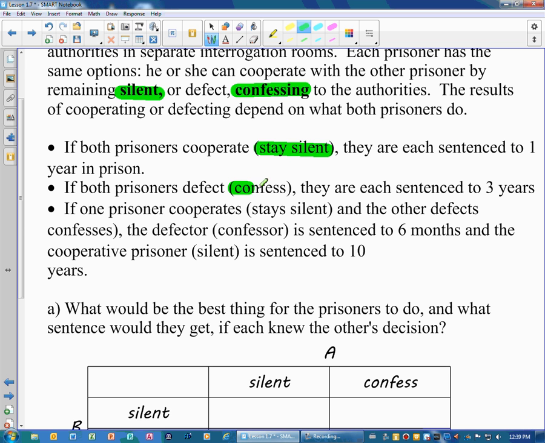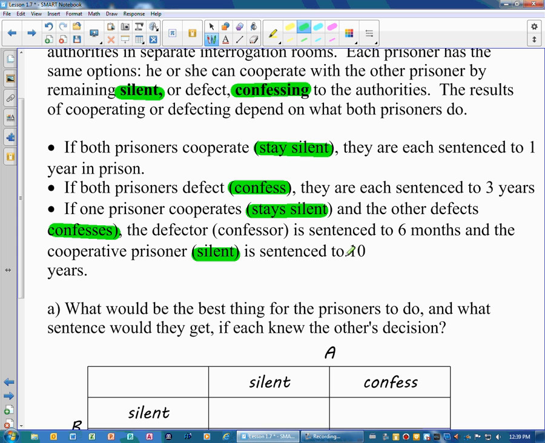If they both confess, they are each sentenced to 3 years, okay? So now they're saying, this is the crime, this is what we did, but we're confessing. So it has to be a greater sentence because they are confessing to a crime. But if one stays silent and the other confesses, the confessor only gets 6 months because he told the police what they wanted to hear, but the person that stayed silent gets 10 years, okay?